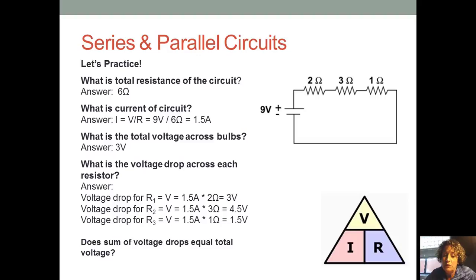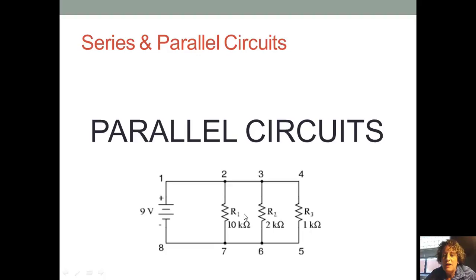Does the sum of the voltage drops equal the total voltage? 3 plus 4.5 plus 1.5 does equal 9. So we are correct. Our next unit is going to be parallel circuits. I'm going to stop the video here, and I will do a separate video for parallel circuits.